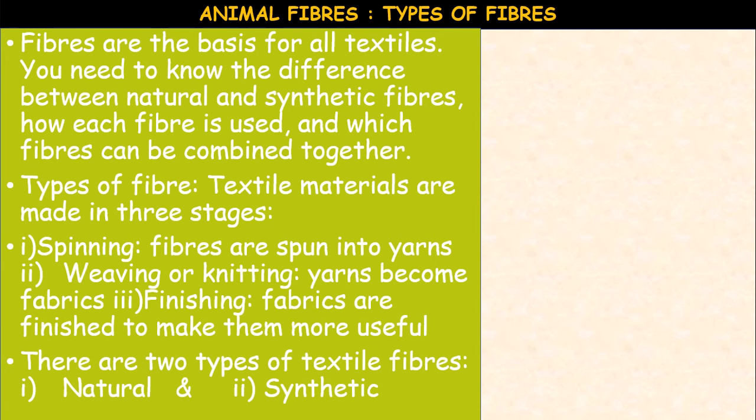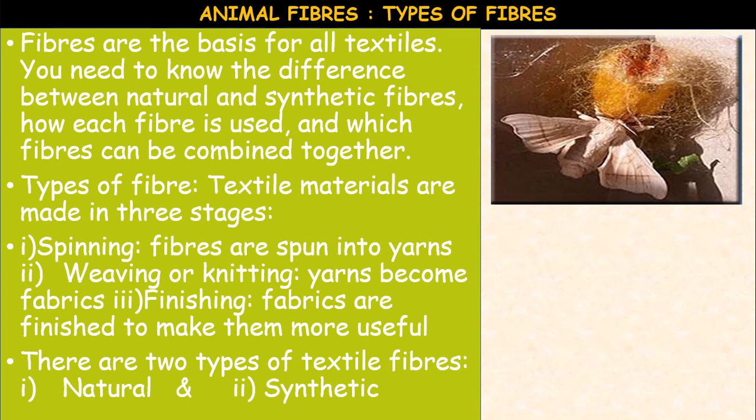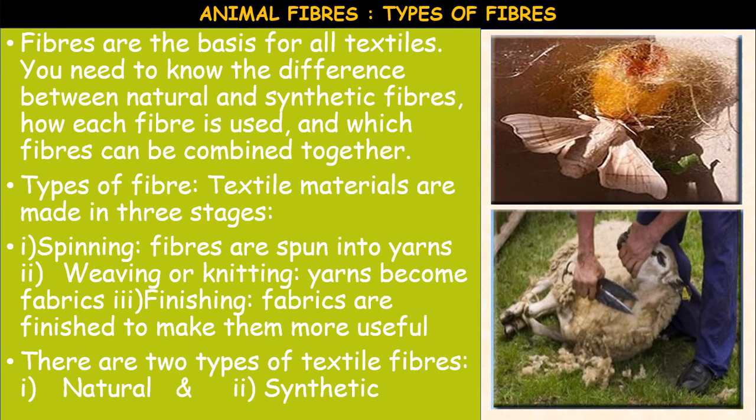Okay, there are 2 types of textile fibers. What are they? Natural and synthetic. So this is the silk and this is the wool. The two are natural fibers of animal origin.